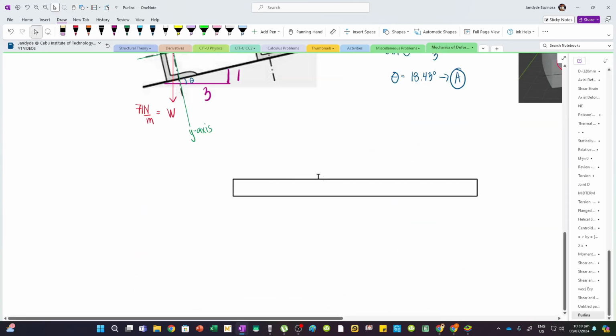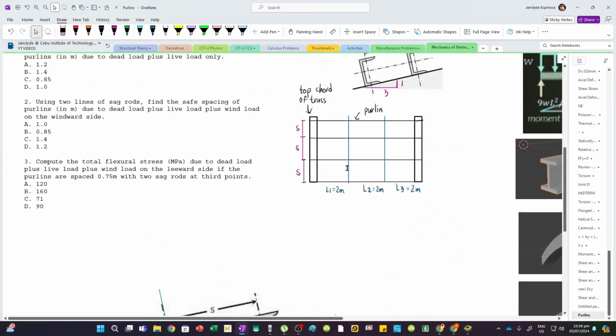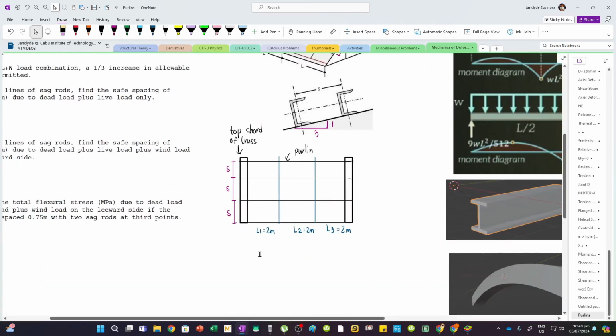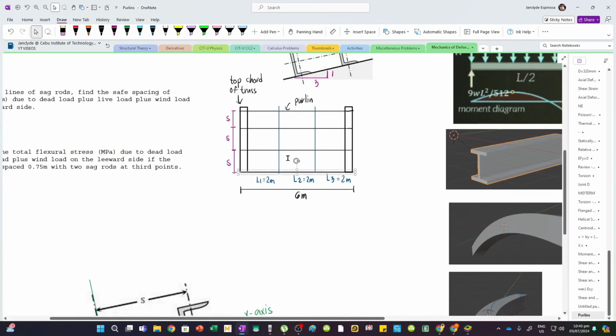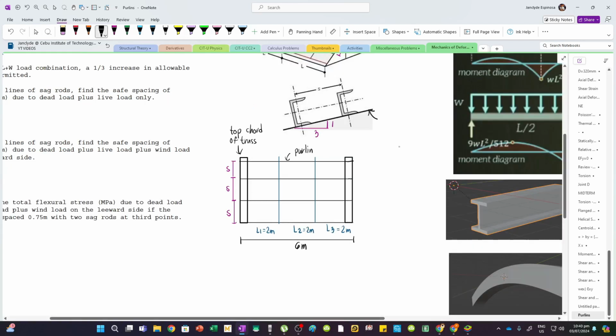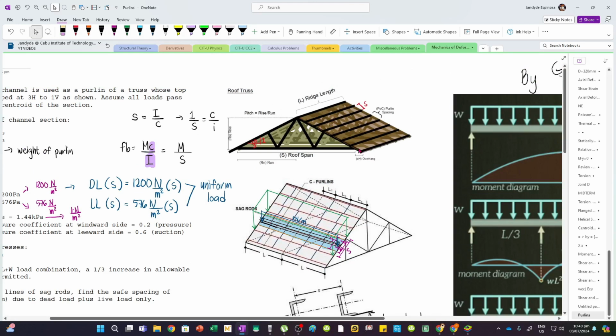This is our beam. And then its length is, where is it? Here. The length of the purlin is this total length, which is 6 meters. This is the purlin, and this is the top chord of the truss. Again, just refer to the figure. This is the truss, and these are the purlins.